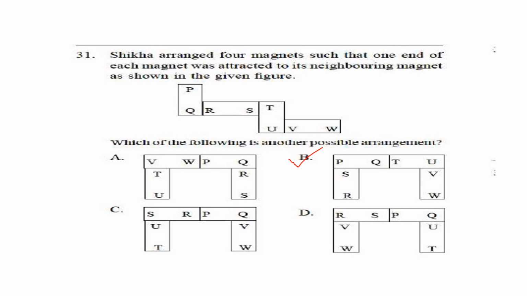Here P can attract S only, not R, and Q can attract U. T can attract Q and U, and V and U can attract each other. So the answer is option B.